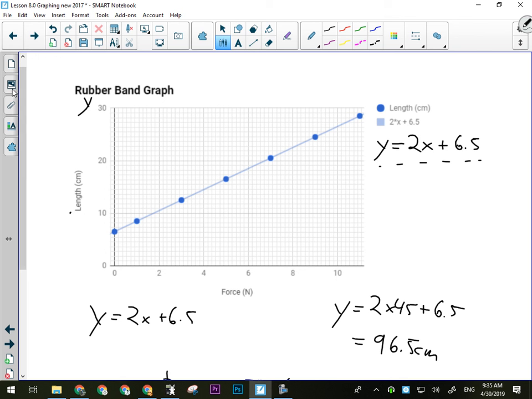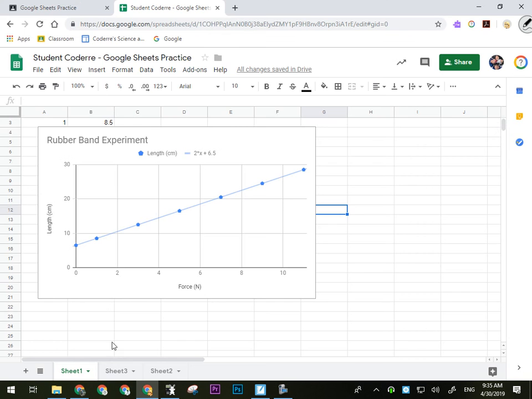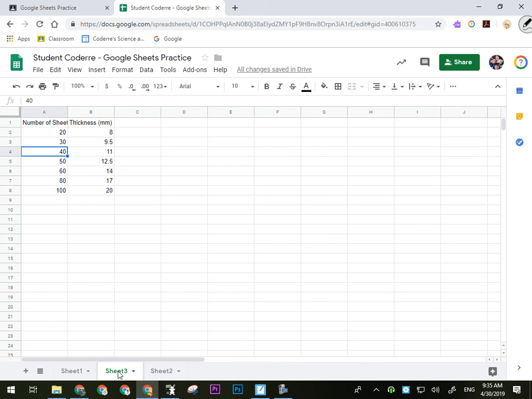Okay, so if I'm looking at that sheet we just built, that was sheet 1. I want you to click on sheet 3. Sheet 3 is a chart about the thickness of a book. I want you to build the graph, a line graph, just like we just did. See how much of it you can remember for that set of data. I'll give you a few minutes on that, and then I'll walk through it myself.